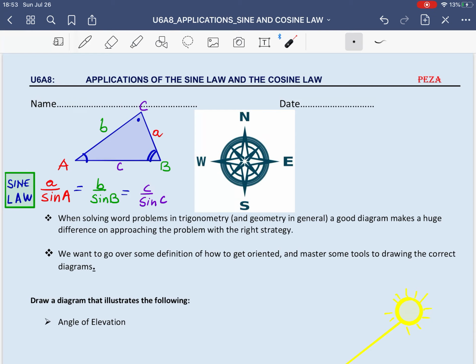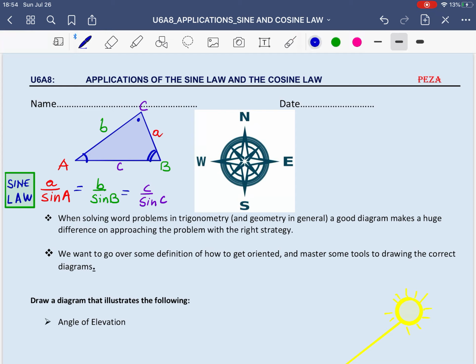Now, we found out and discussed some cases where the sine law couldn't be used because we were given either three sides or only one measurement in each ratio. So this is when we looked at a new way of solving a triangle using the cosine law.